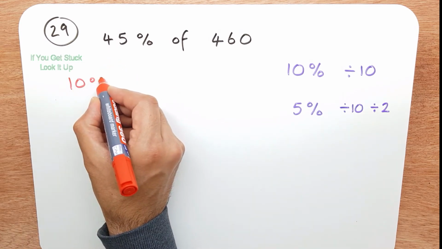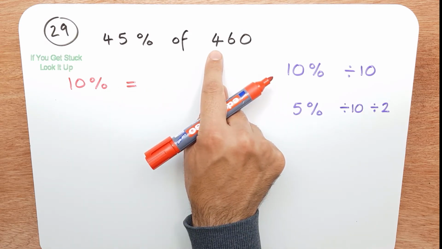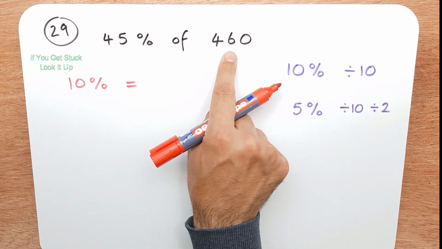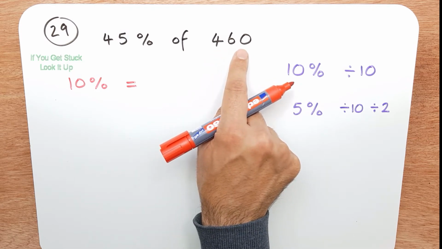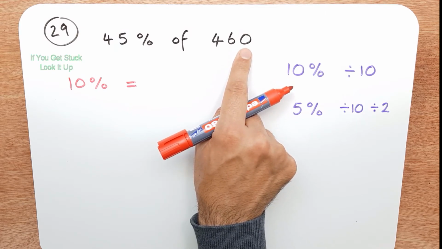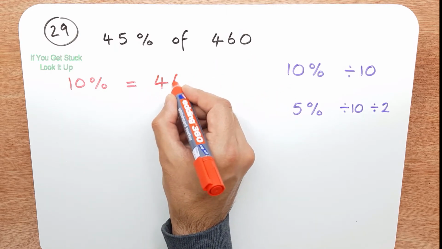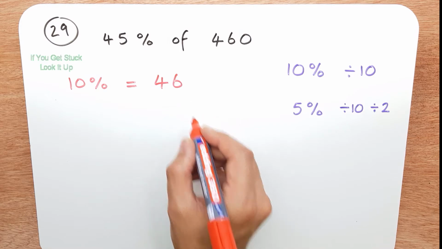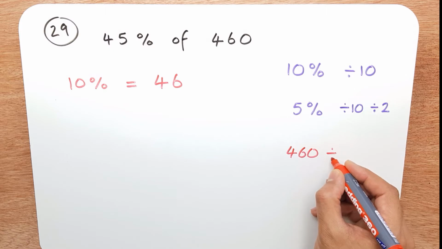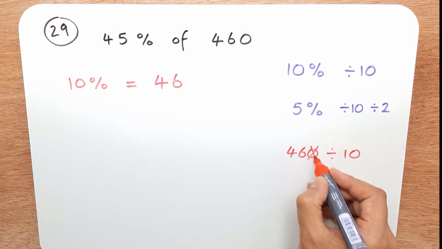10% is equal to... so now we need to work out 10%. How do we work out 10%? You divide by 10. So 460 divided by 10. Now it's easy this, because there's a 0, we simply cross the 0 off. So it becomes 46. So let's write that here. 460 divided by 10. All you simply do is just cross off the 0.